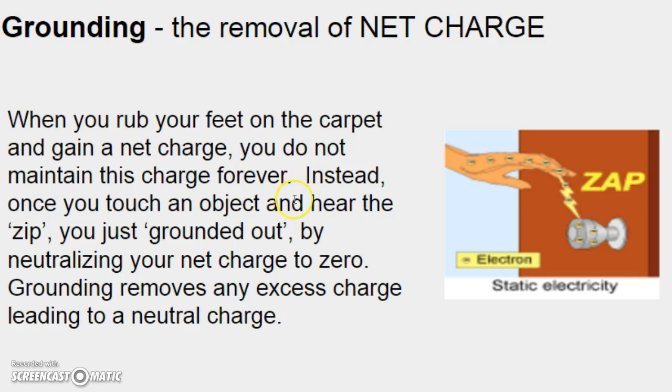When you rub your feet on the carpet and you gain a net charge, you do not maintain this charge forever. Instead, once you touch an object, you hear that zip or that zap. You just ground it out by neutralizing your net charge to zero. Grounding removes any excess charge leading to a neutral charge.